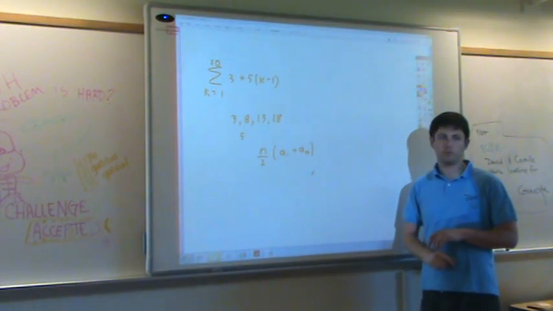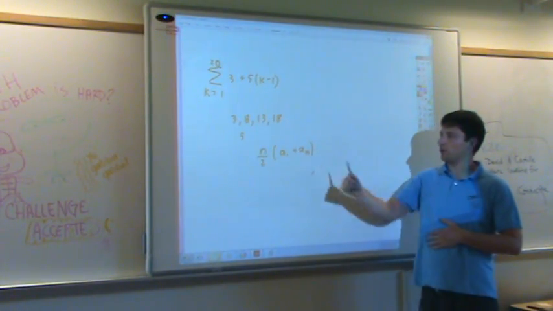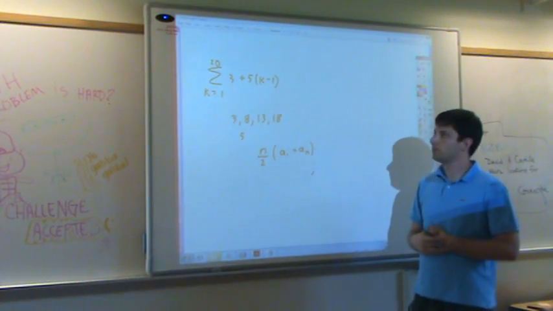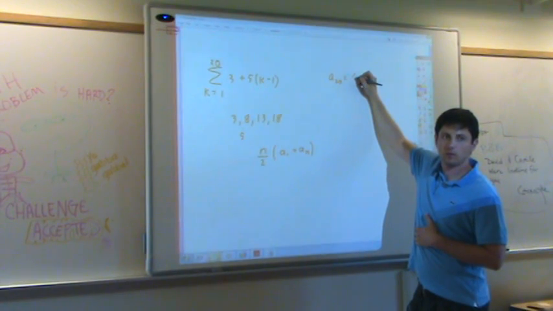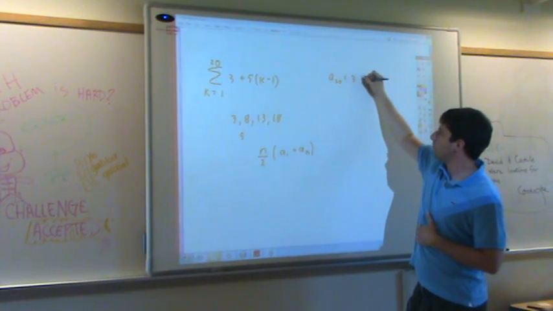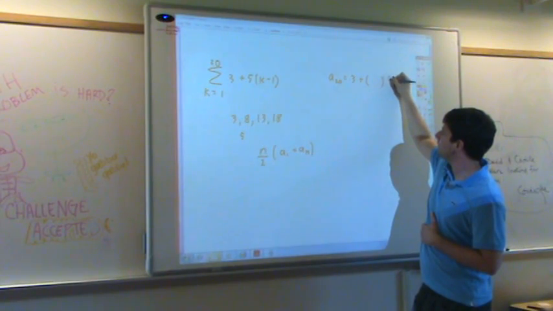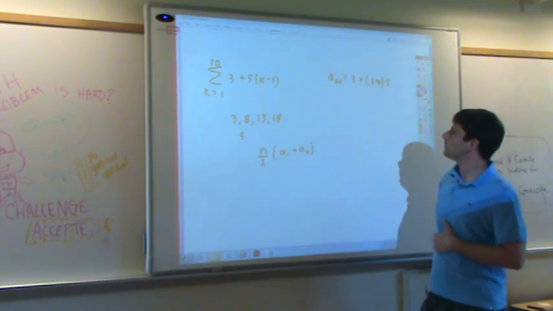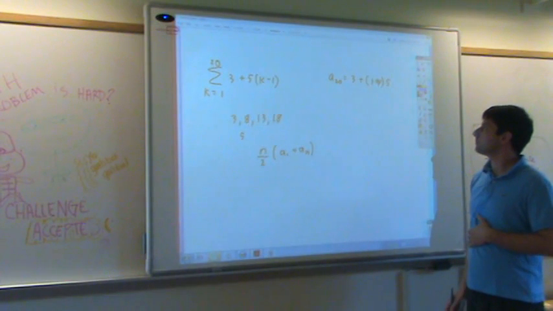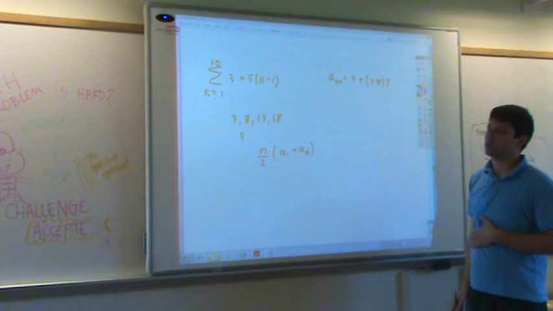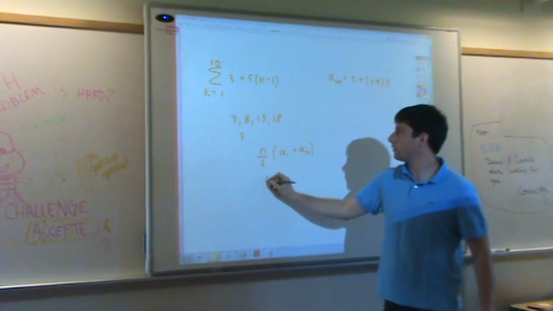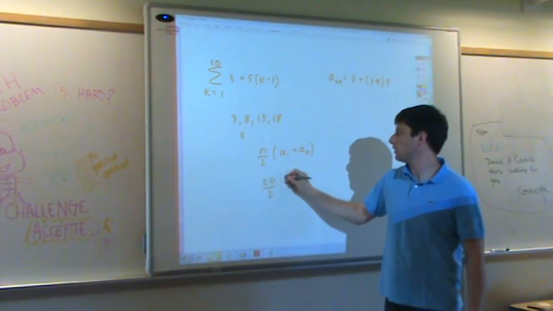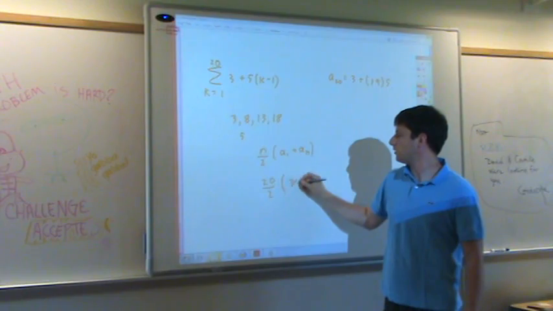So what's the 20th term? So you've got to use both. How do you find the 20th term? The 20th term would be, what's A1? 3. First term is 3 plus how many 5s? 19. Yep. So what's that? 97? 98? 98, yep. So it's 20 over 2 times 3 plus 98.